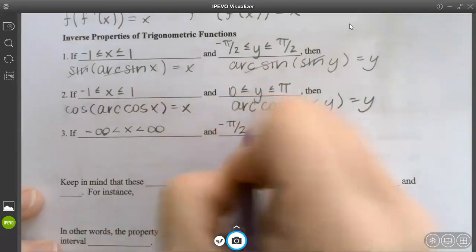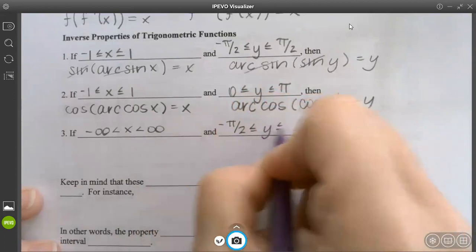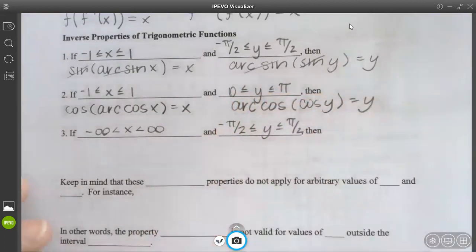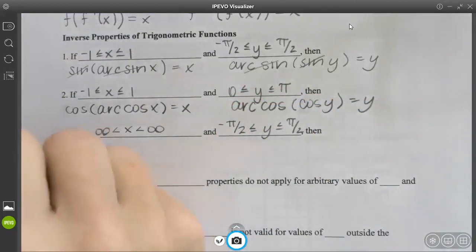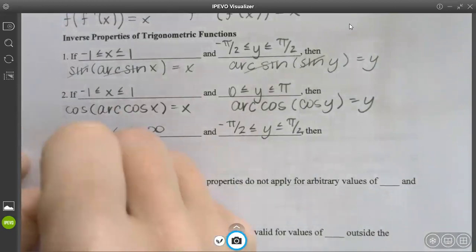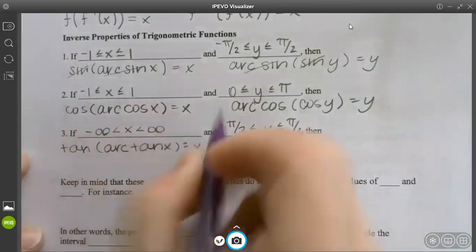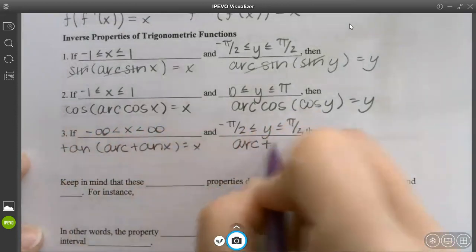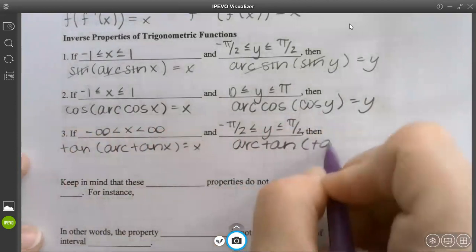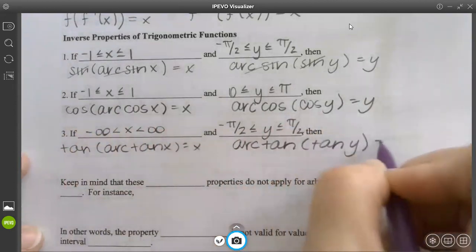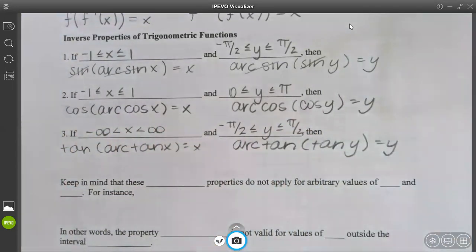Negative pi over 2 to pi over 2. That one is tangent. You write the same exact thing. Tan arc tan x is going to equal x, and arc tan tan y is going to equal y. That's just a random variable, just whatever value they give you. So if it was tan arc tan 4, it would equal 4.